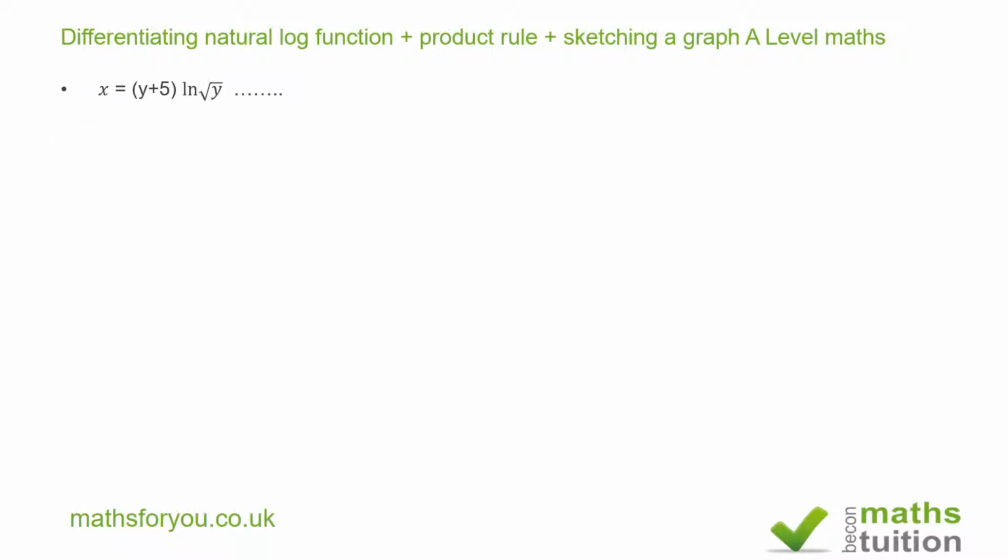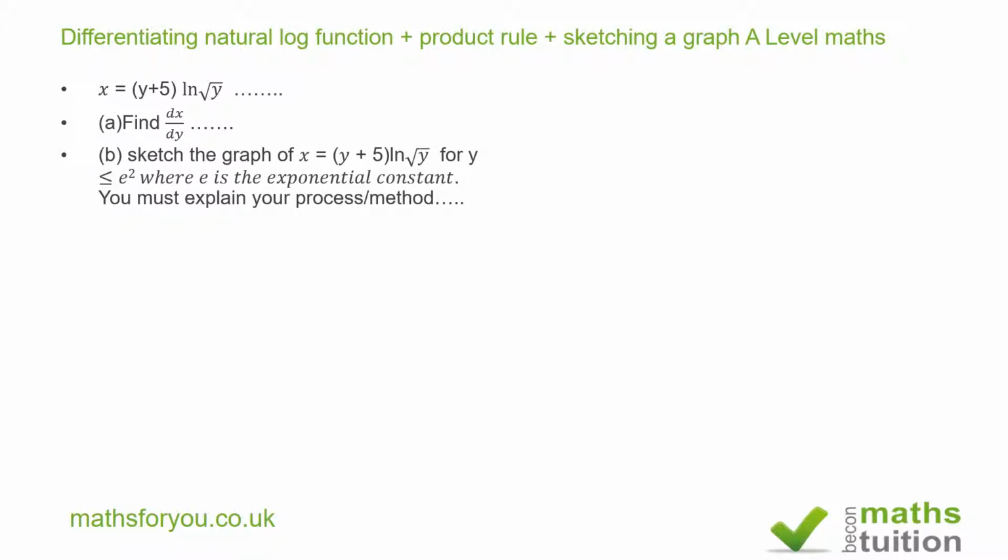It says x is equal to y plus 5 multiplied by natural log of square root of y. Second, it says find dx over dy. And for the second section, it says sketch the graph of x is equal to y plus 5 multiplied by natural log of square root of y, for y less than or equal to e squared, where e is the exponential constant. You must explain your process or your method.